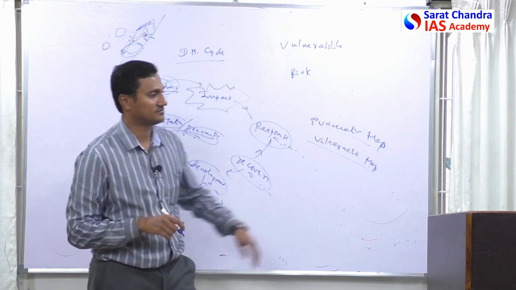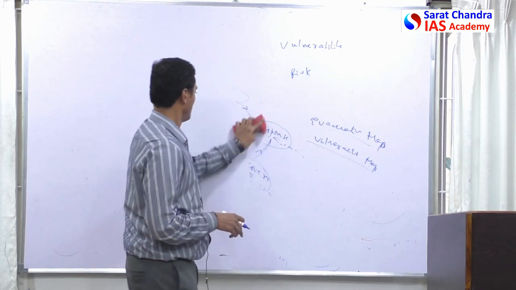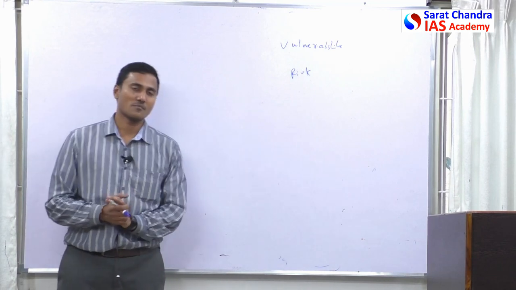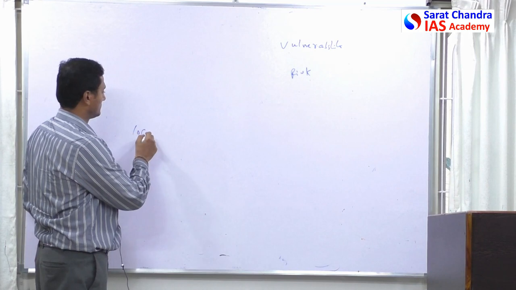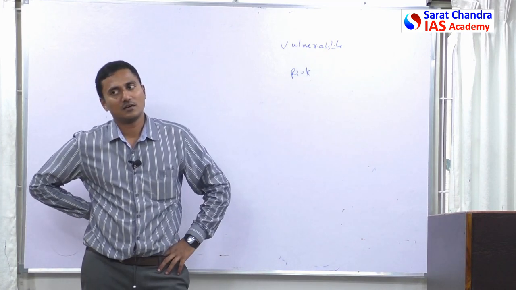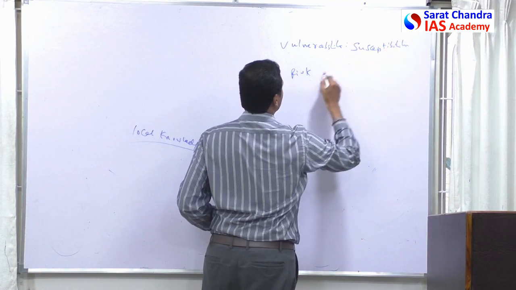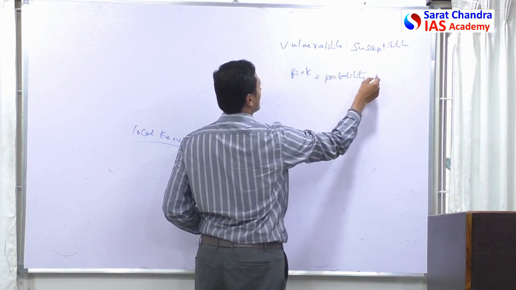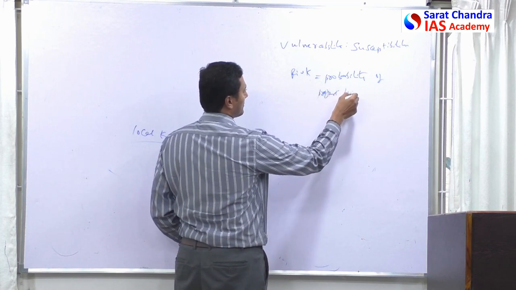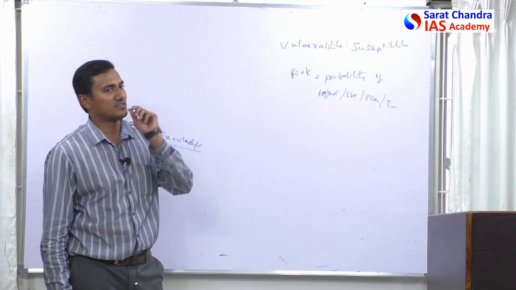Okay, for example, I'll tell you. Vulnerability means susceptibility. Risk means probability of damage. Risk means probability of threat, probability of damage to property, life, economy, environment. The probability of damage is called risk. Vulnerability means susceptibility to damage. I'll give you an example.